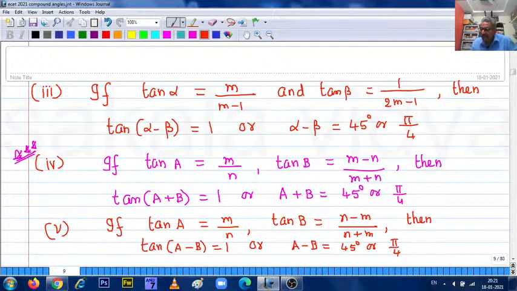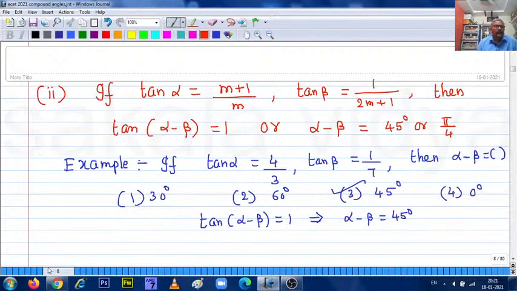Trigonometric ratios. Next, after this one I will discuss. This is actually the first class. Let me complete this one first. Later I will discuss.